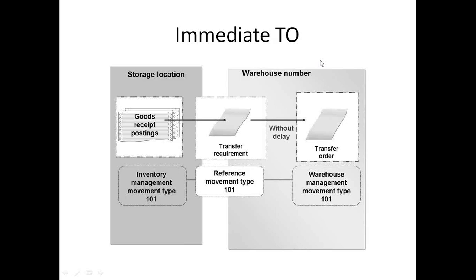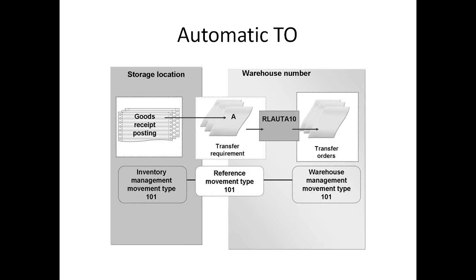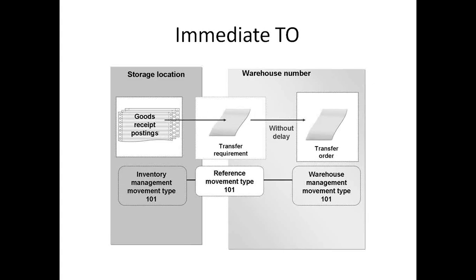Okay, let me write it down. Immediate transfer order, automatic transfer order. The main difference you see is, as I said, whenever we create a goods receipt, a transfer requirement will get generated automatically, right?